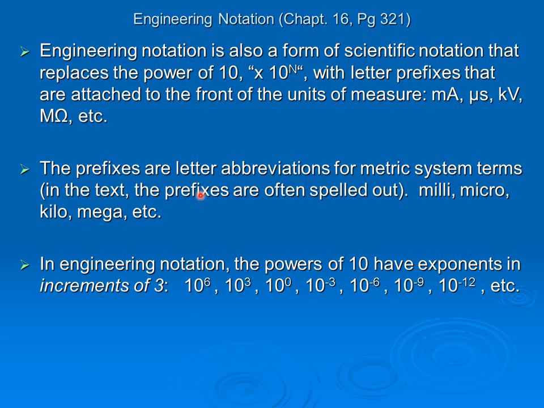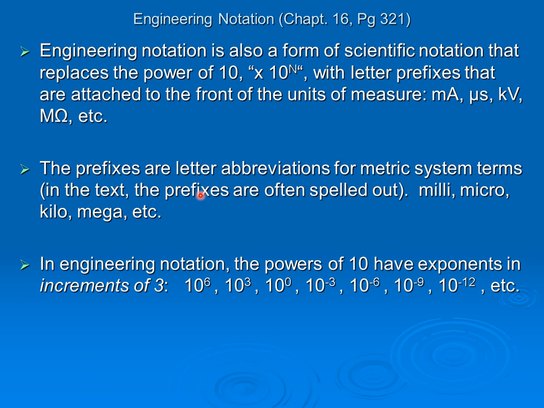Like 10 to the power starts from, let's say, 10 to the power 0, then 10 to the power 3, 10 to the power 6, 10 to the power 9, 10 to the power 12, and similarly to the negative side, 10 to the power negative 3, negative 6, negative 9, negative 12. So everything comes in terms of 3. I'm saying there is an increase of 3 or decrease of 3. So that means what?